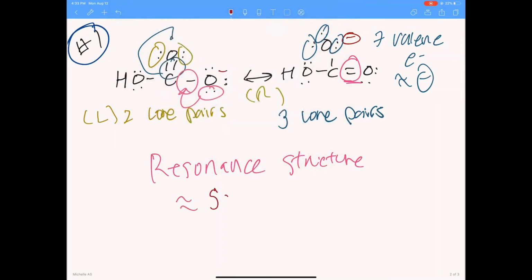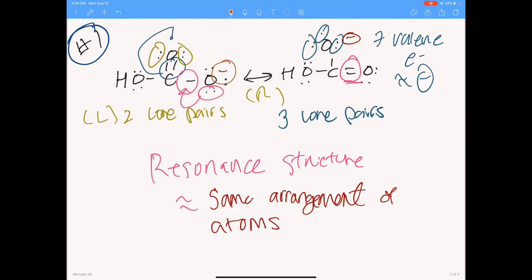Same arrangement of atoms. Also, a side note, you should always be carrying the charge through to the resonance structure.